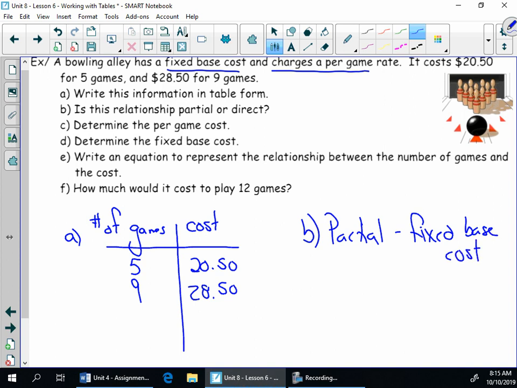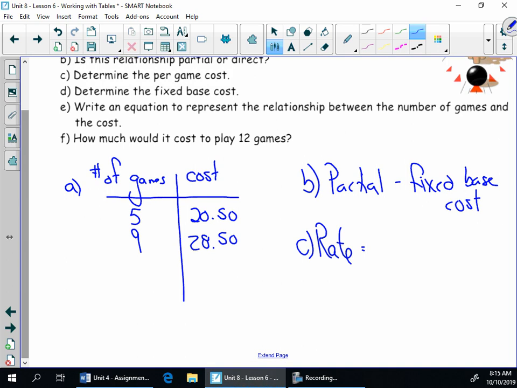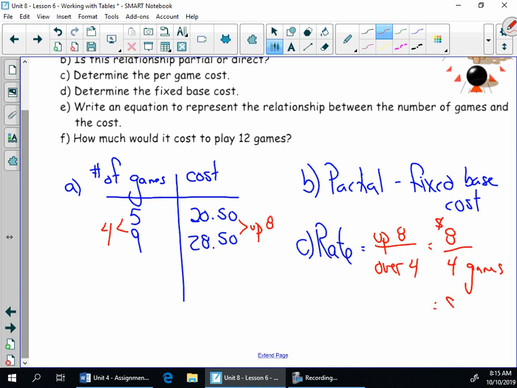Okay, part C, the per game cost. Well, that's just a rate. We know how to do rates. Any 2 points in our table. Well, the good news is we have 2 points in our table. So we went up 8. We went over 4. These are $8 for 4 games, which really means it's costing us $2 per game.